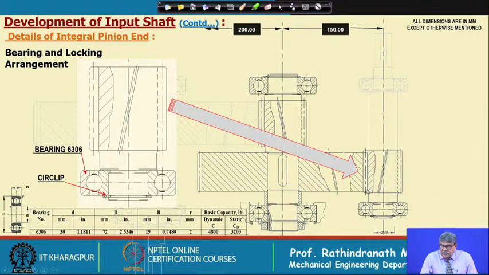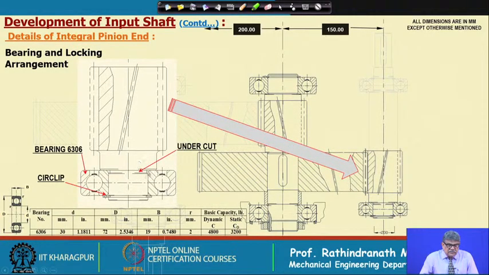And one mistake is there in the pinion and the intermediate gear: there are two center lines, but there will be only one center line. This error is due to adjusting the drawing, but you consider there is only one center line, okay. It is just at the end of the big arrow here itself. Now we can proceed to the next step.